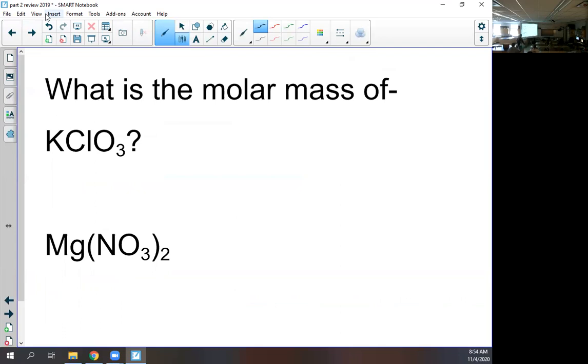So first one's on your own paper. What is the molar mass of KClO3? And if you want to, you could have your partner do the other one, and then you guys just check. All right, it's up to you. But make sure you can do this.